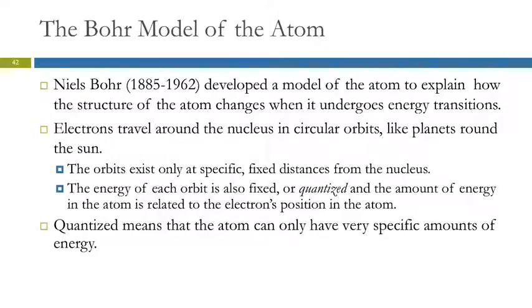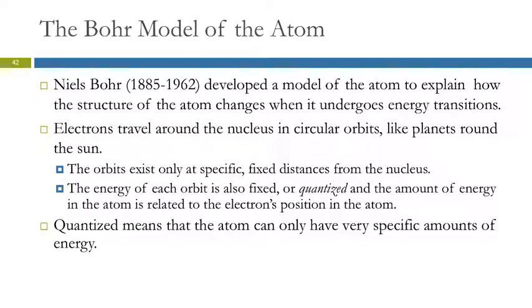So Niels Bohr developed a model of the atom that explained what's going on with the emission spectra. In his model, electrons travel around the nucleus in circular orbits, and this is a lot like a planetary system where you have a sun and planets orbiting the sun. We're all familiar with that. The nucleus is like the sun and the electrons are like the planets.